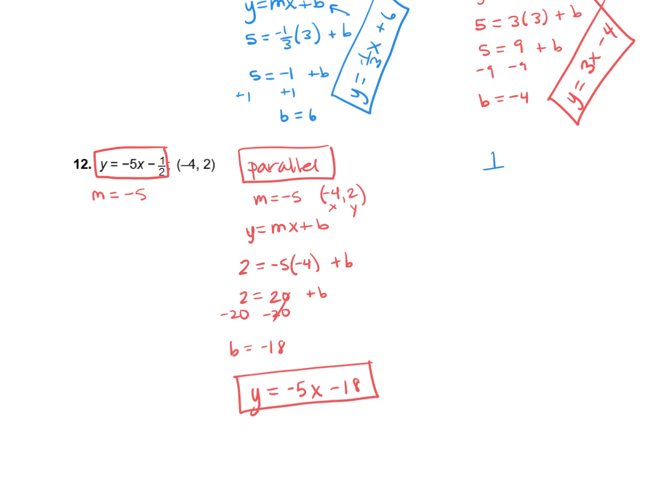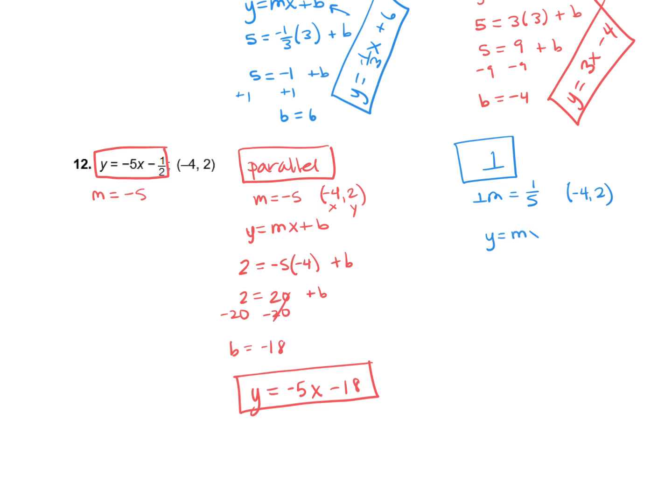All right, last one, perpendicular. So we want a perpendicular slope. So the line they gave us has a slope of -1/5. Perpendicular to this, we are going to flip this and change the sign. So that's going to turn into a +1/5. Our line is going to go through the point -4, 2. Again, like we said, that -4, 2 is not the y-intercept, so we have to find the y-intercept when we have that slope of 1/5.